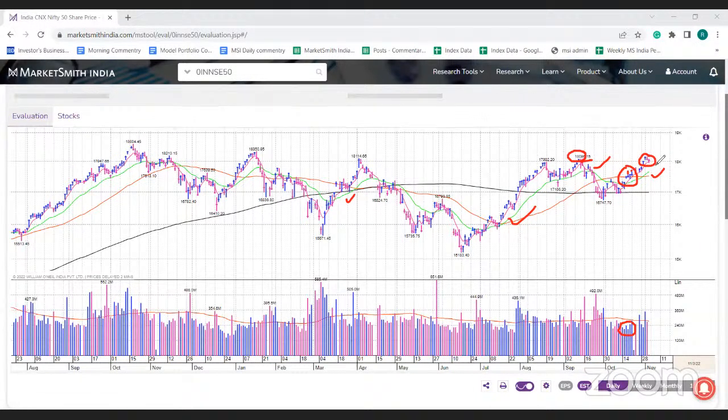but yes the status might remain in a rally attempt until it takes out the 52 week high, which is somewhere around 18,350. Over there we will have a discussion again on whether we should put it in a confirmed uptrend or not.